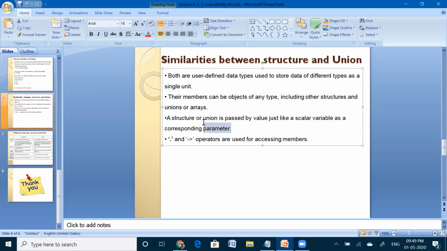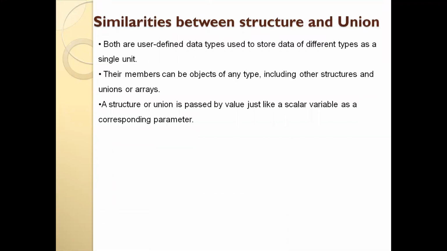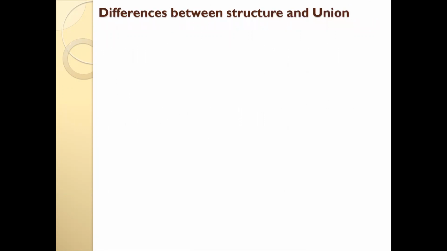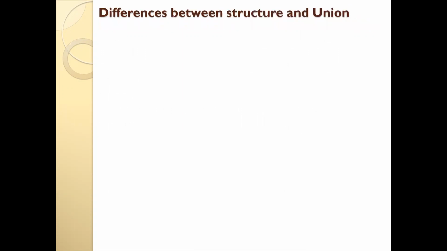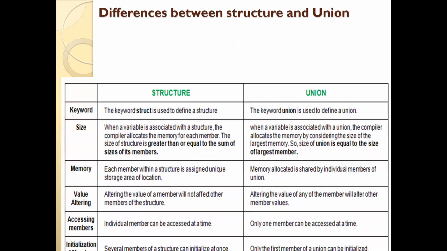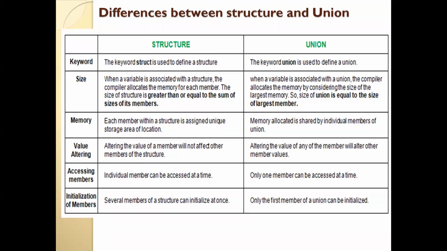And structures and unions can be passed just like a value as a parameter. Both the members in structure as well as in union will be accessed by using the dot and pointer operator only. Now see the differences. These are all the similarities between structure and union. Now coming to the differences between structure and union. The first difference is a structure will be created by using the struct keyword and a union will be created by using the union keyword.